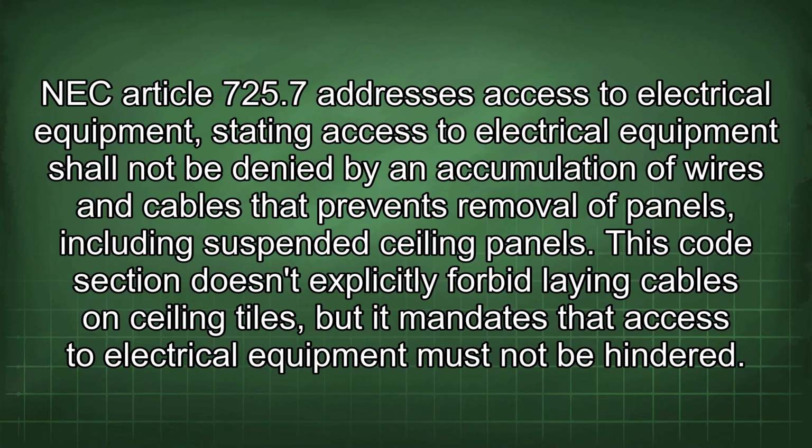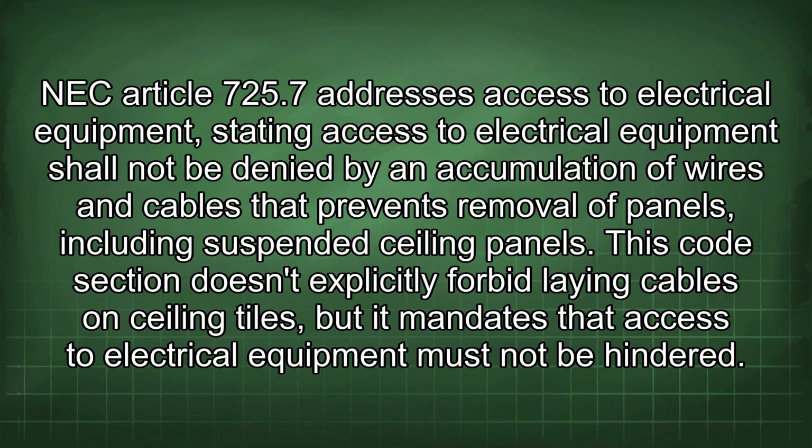NEC Article 725.7 addresses access to electrical equipment, stating access to electrical equipment shall not be denied by an accumulation of wires and cables that prevents removal of panels, including suspended ceiling panels.